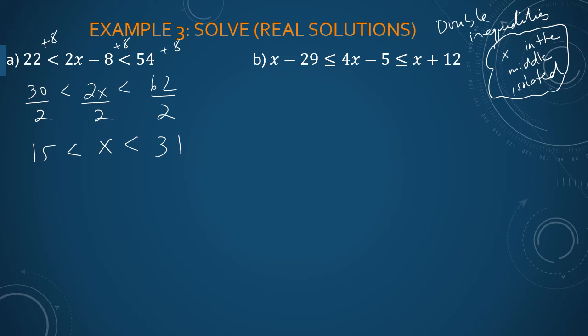Same idea for b. This one's a little bit trickier though, because if I was to add 5 to everything, which we might eventually have to do, it still doesn't give me all the x's in the middle. We can't move things, not with double inequalities. You want to do opposite operations.